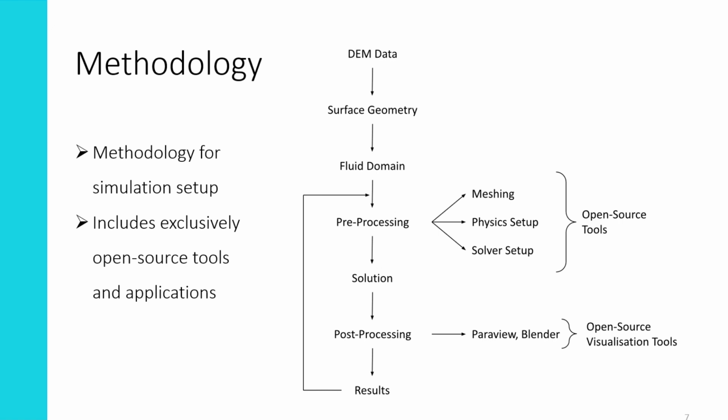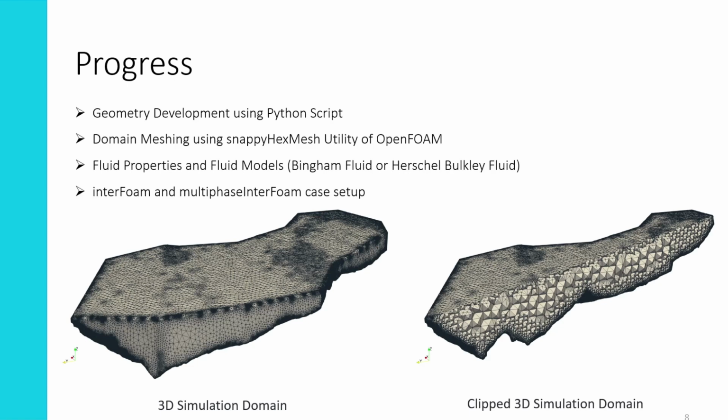The flowchart on the slide depicts the methodology that is being followed for the simulation setup. It exclusively includes open source tools and applications. After preparing the fluid domain from the geometry data available, the CFD processes are carried out using OpenFOAM and the process is reiterated as required by the results. For the progress of the study, we've developed the geometry using a Python script and prepared the mesh for the fluid domain using the snappyHexMesh utility, which is a meshing utility of OpenFOAM.